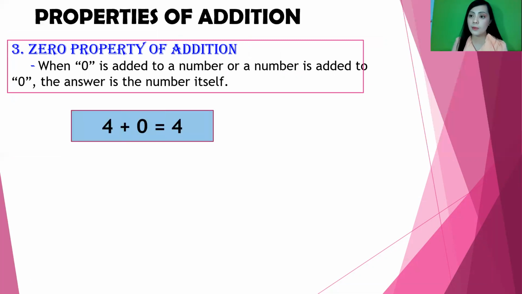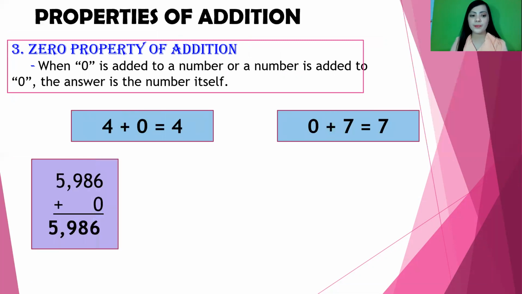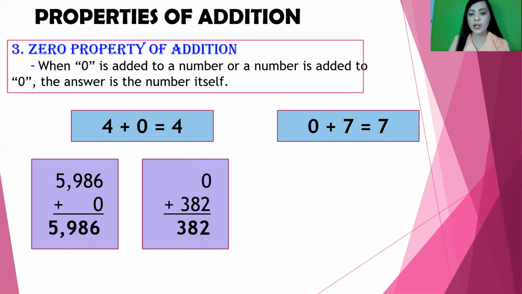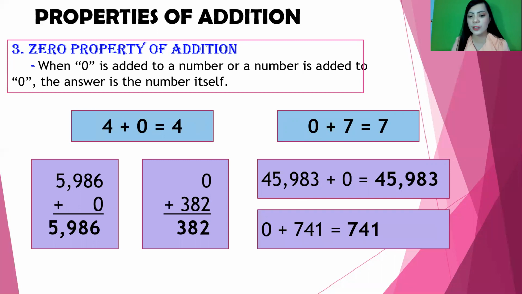Example, 4 plus 0 is equal to 4. 0 plus 7 is equal to 7. Another example, 5,986 plus 0 is equal to 5,986. 0 plus 382 equal to 382. 45,983 plus 0 is equal to 45,983. 0 plus 741 equal to 741.